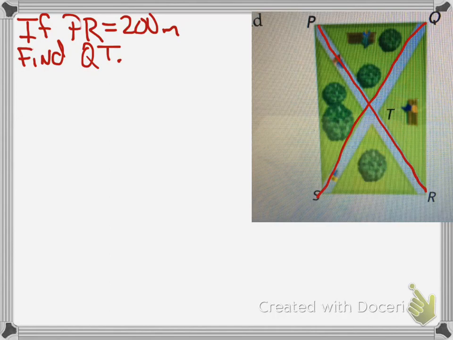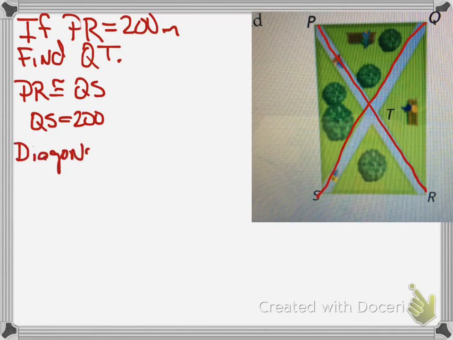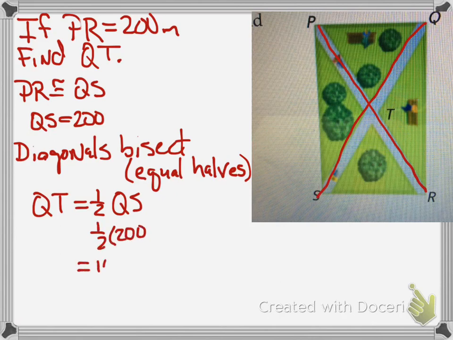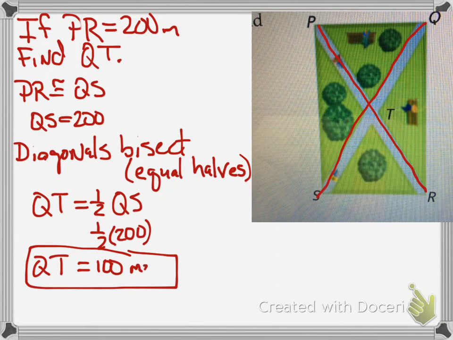But by saying that, if this is a rectangle, then we know PR and QS are the same. So QS is equal to 200. We also know that they bisect each other. So if they bisect, then QT and TS are the same. That means QT is half of QS, half the whole thing. If you had the small half, you would double it to get the whole thing. So half of 200 is 100, and that's that. That's using the properties of a rectangle.